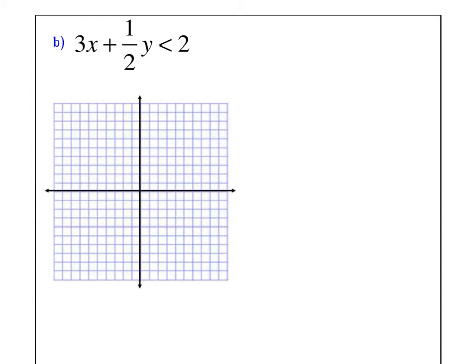So 2/3. I'll do the best. Oop, that's too big of a dot, so we'll go to a smaller dot, and I'll see if I can get it on 2/3. It's close to 2/3. Okay. And then if I want to find the y-intercept, I would cover up my x term and I would divide both sides by 1/2. Now be careful here. 2 divided by 1/2 is 2 times 2 over 1. So that is 4. So then my y-intercept is at 4.